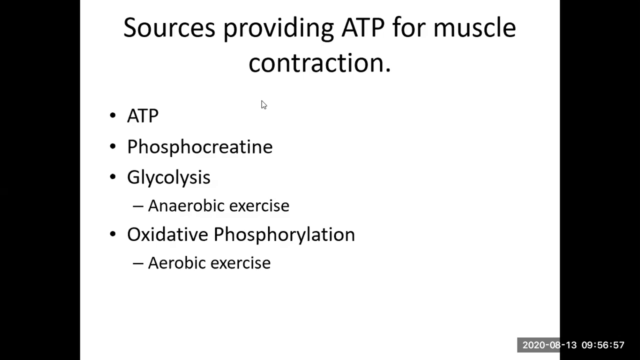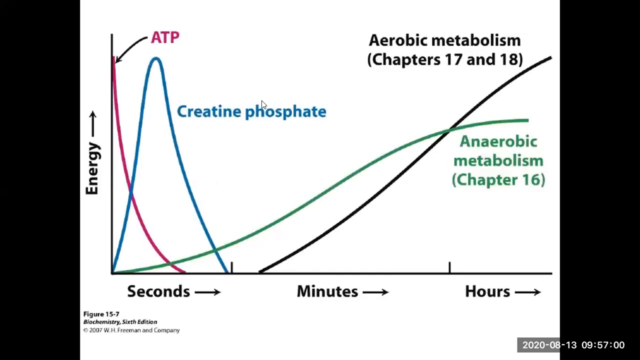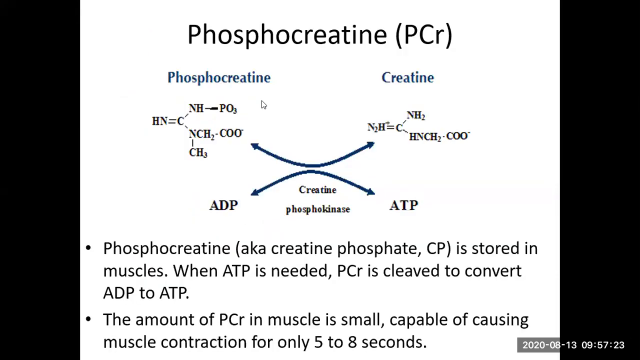This portion is aerobic metabolism. So for the energy source, immediately we use the ATP that we have in the cell, and then we use creatine phosphate, and then we have anaerobic and aerobic metabolism. Phosphocreatine basically contains a phosphate group that causes ATP phosphorylation to produce ATP. So that's the first resource that we will use.